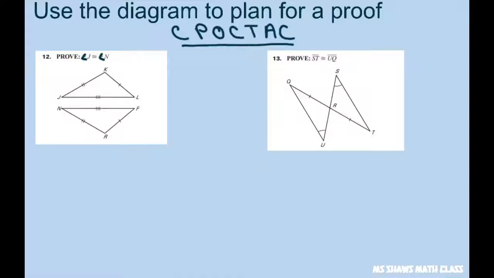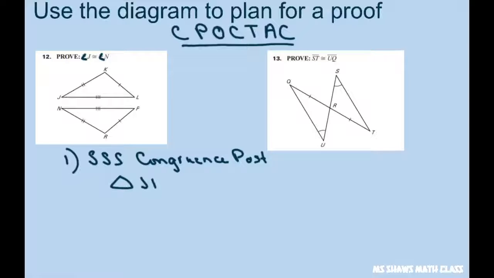So the first thing I need to do is I notice that all the sides here are congruent to both triangles. So I know by the side, side, side congruence postulate that triangle JKL is congruent to triangle NRP.